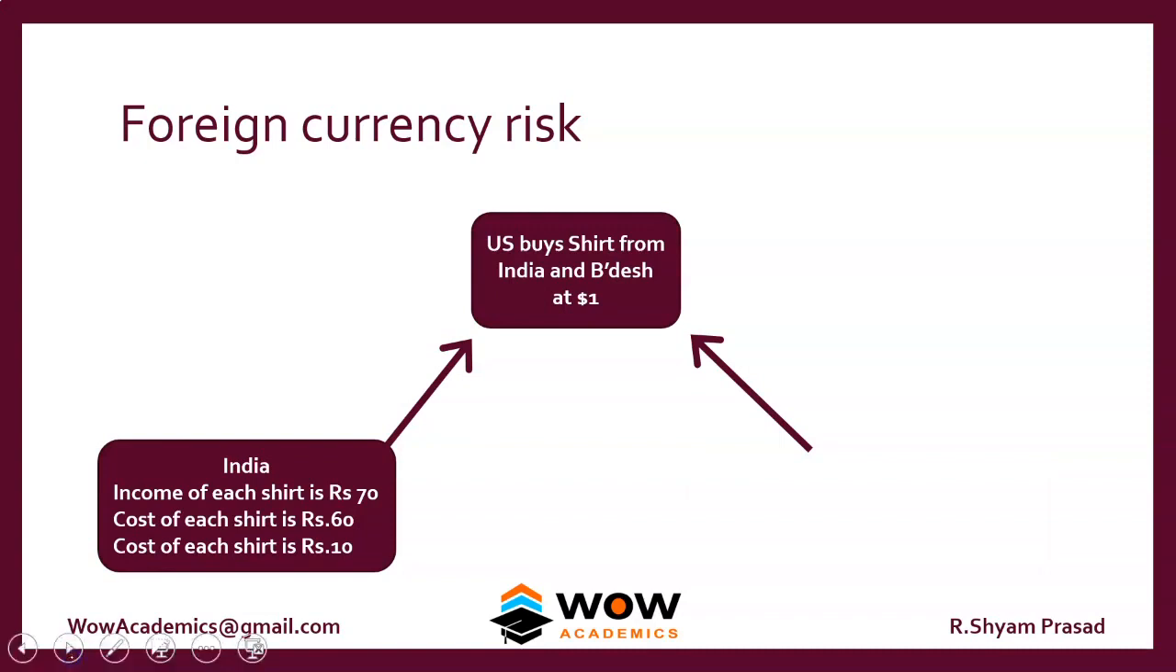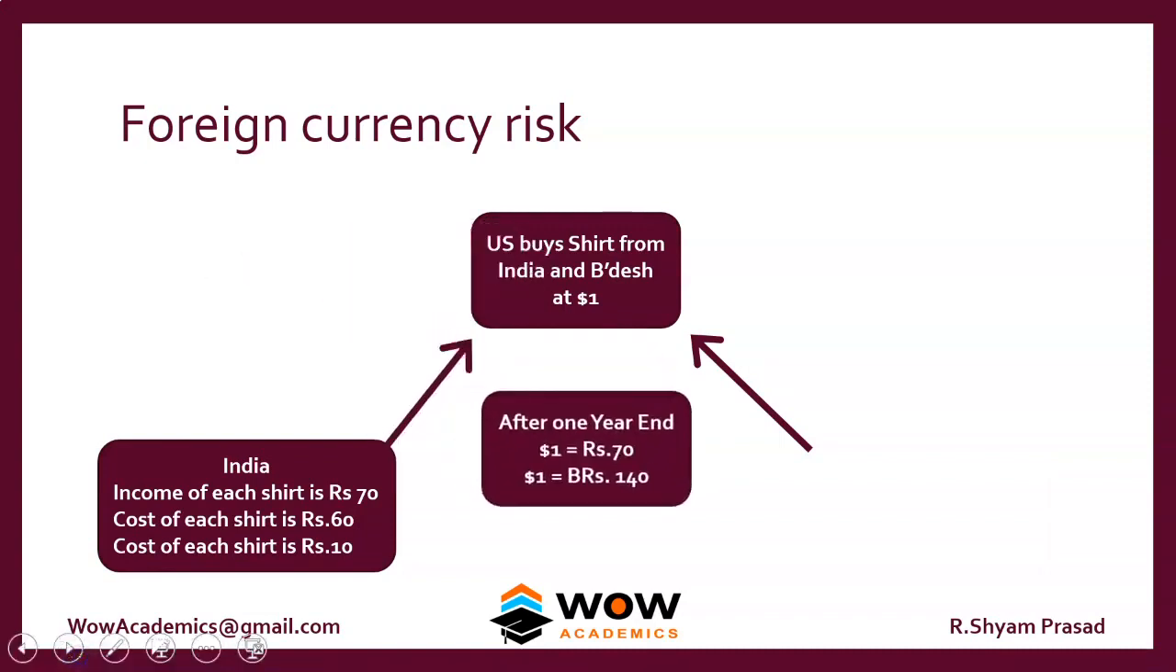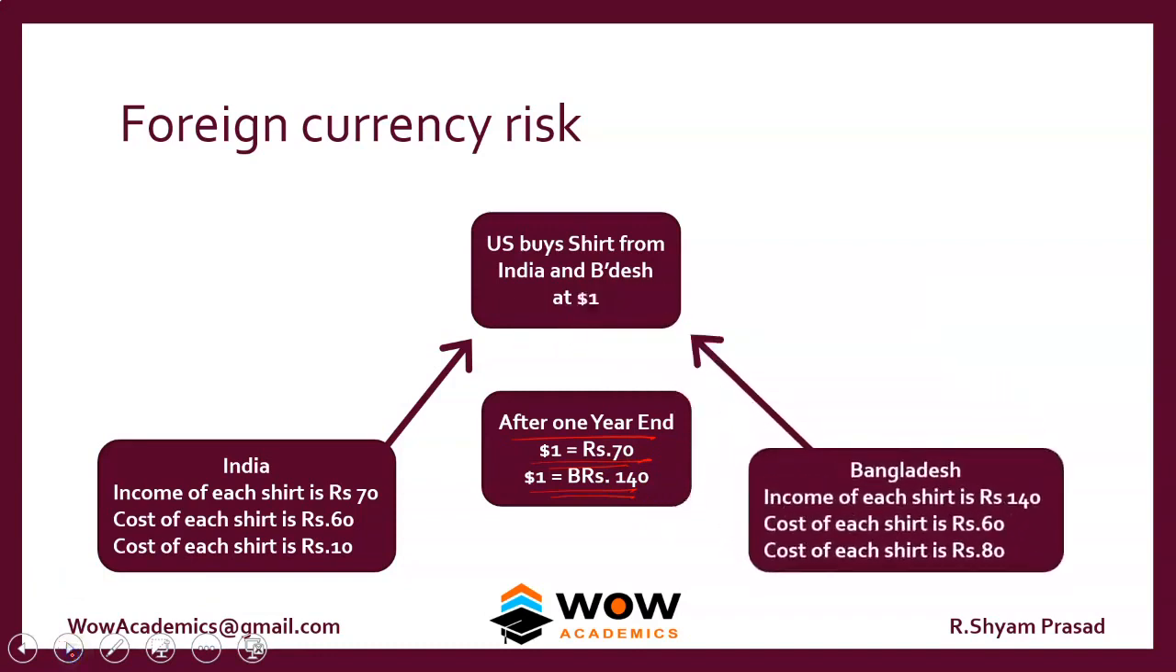Now there is a change in the scenario. At 1 year end, the Bangladesh rupee's value changes, even though the Indian rupee value stays the same. The Bangladesh rupee value falls to 140 for every dollar. So now what would happen? See, Bangladesh will still sell their shirts at the same $1. They will get 140 rupees. The cost of manufacturing each shirt is 60, and they will get a profit of 80 rupees now. Whereas the Indian company got only 10 rupees, but now the Bangladesh company got 80 rupees.